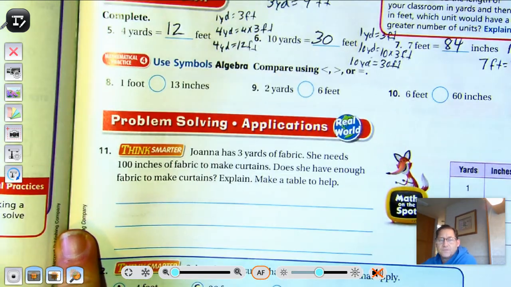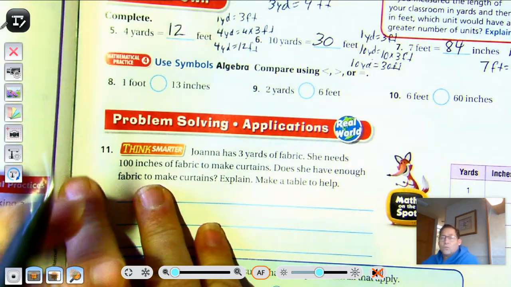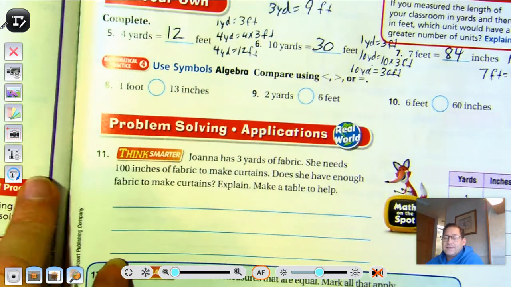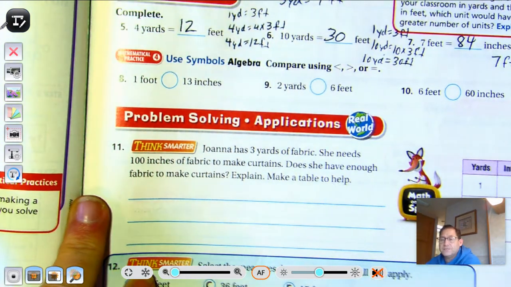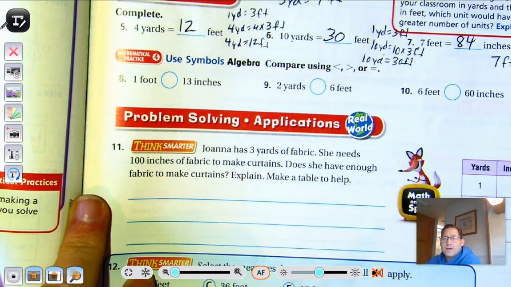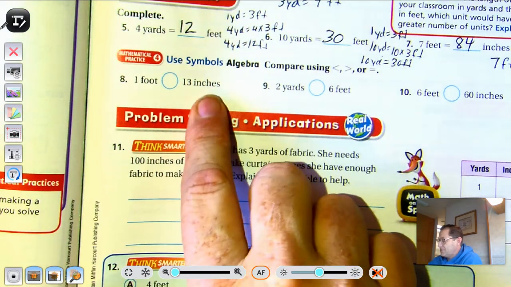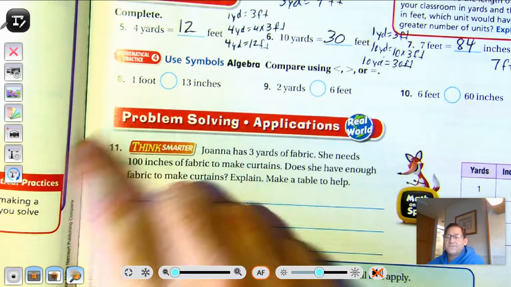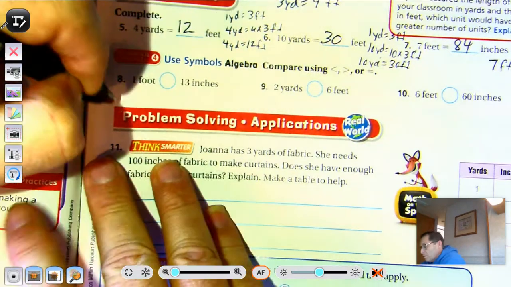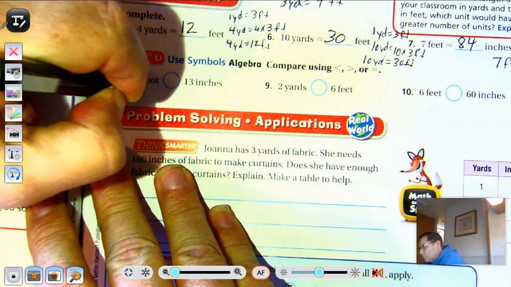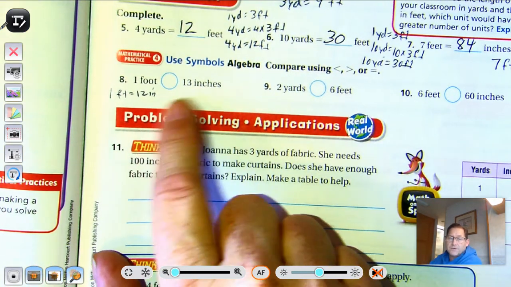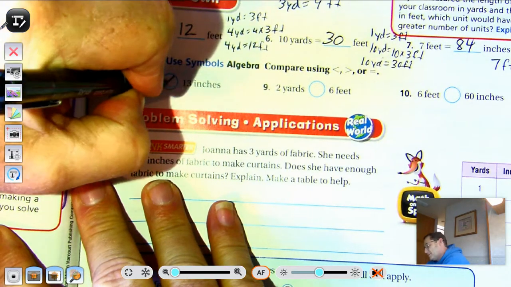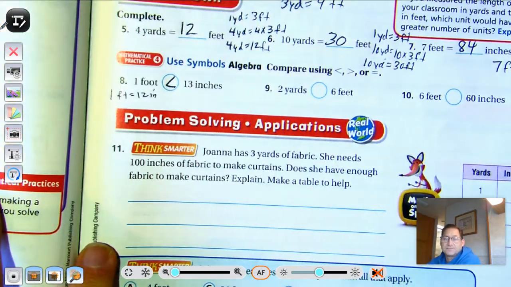1 foot compared to 13 inches. Well, when we make comparisons like this, it's easiest if we convert one of them into the other measurement. 13 inches compared to a foot. I'm going to change the foot into inches. 1 foot equals 12 inches. Okay, so now I'm comparing 12 to 13. All right, so a foot is less than 13 inches.